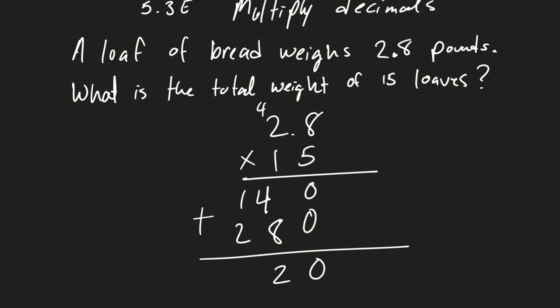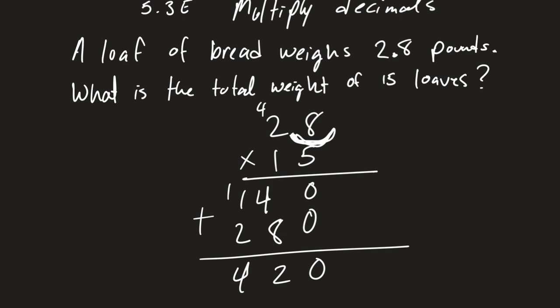0, this is 12, I believe. 9, 10, 11, 12. Yep. And then 1 plus 2 is 3, plus 1 is 4. So you get 420.